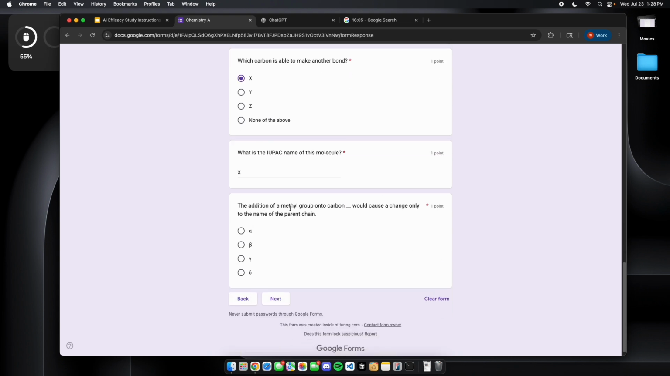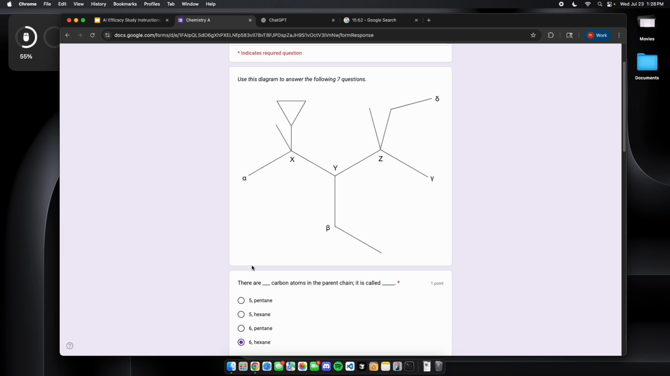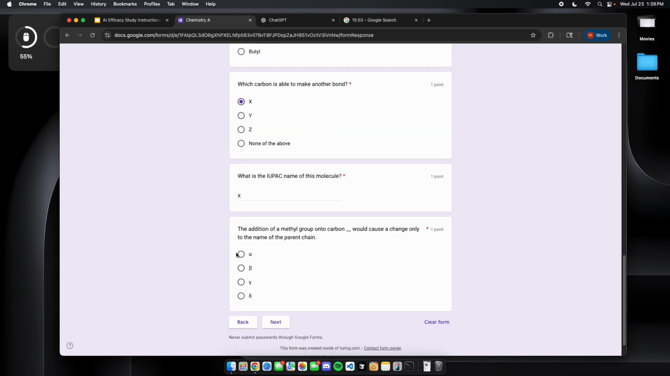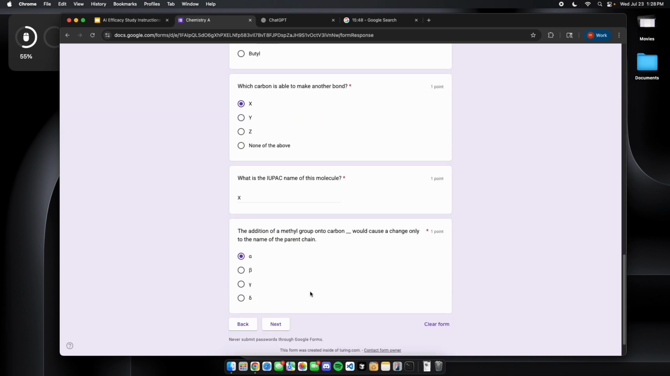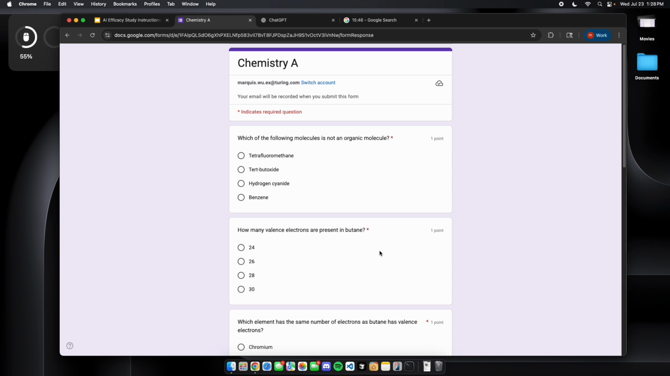The addition of a methyl group onto carbon blank would cause a change only to the name of the parent chain. I'm going to go with A. Which of the following molecules is not an organic molecule?